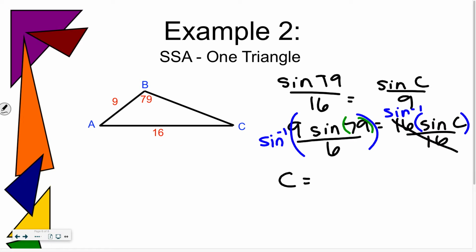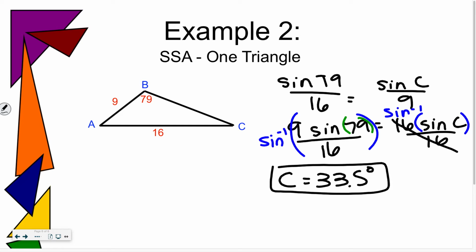Oh, I did it wrong. Do you use your parentheses like I have modeled on the board? 9 times sine 79 divided by 16. I left off my 1. Sorry, put the 16. It's 33.515. 33.5. Katie's on a roll today. 33.51568.